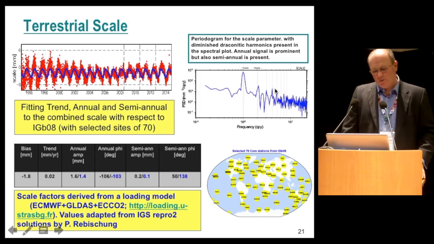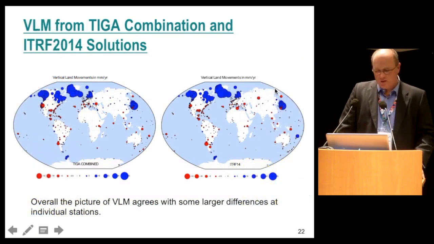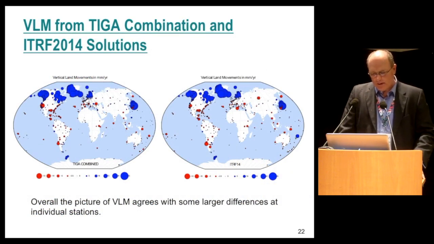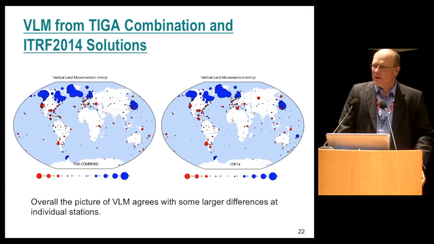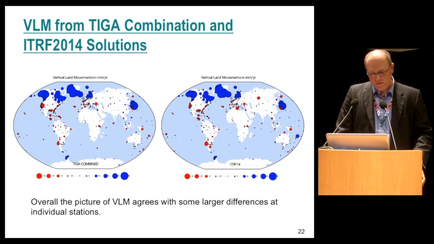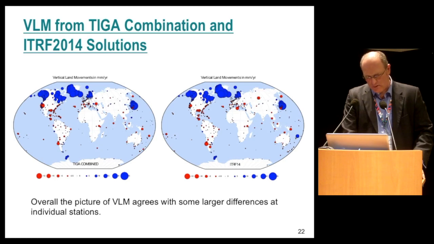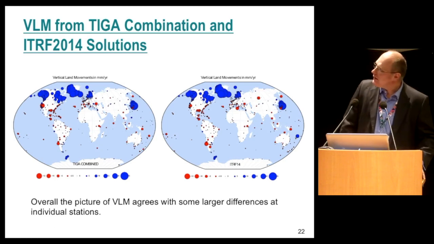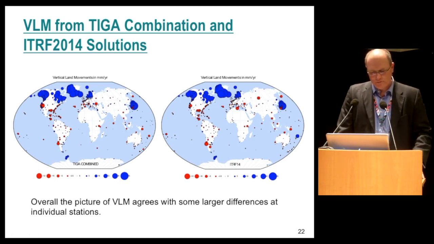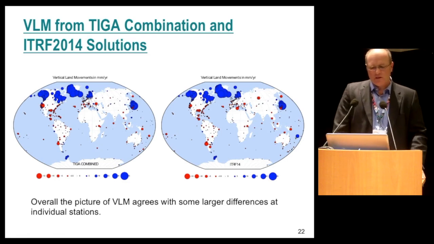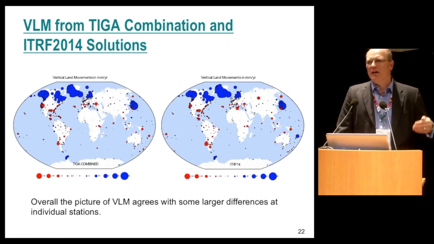When we then step to the actual vertical land motion estimates, here on the left-hand side we have the Tiger combination, and on the right-hand side, we have the vertical velocity field from ITRF 2014. You will see many similar velocity rates, but I'd also like to point out there are definitely some stations which are different. For example, here in Central Asia, there is a much larger rate in ITRF 2014 than what we have. This is potentially related to the way we have come up with the lists of discontinuities in our files.